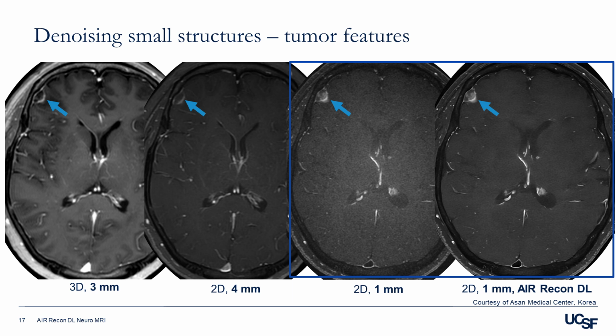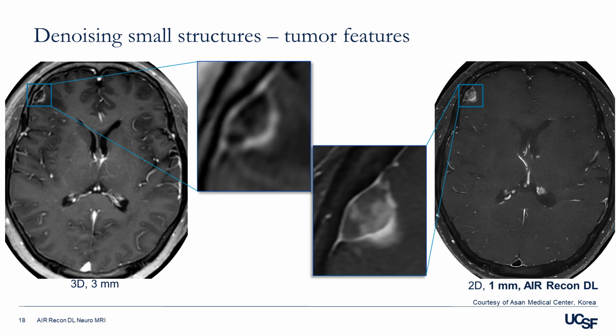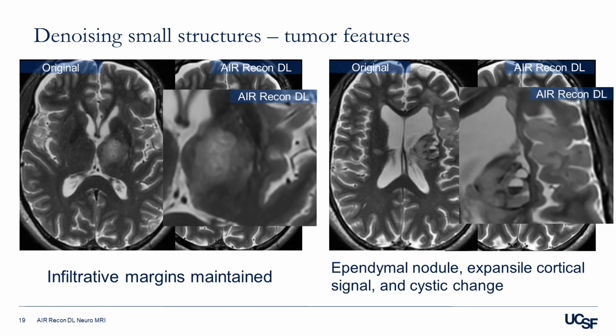Some more examples of looking at some small structures. Here we see some tumor features that are seen after AIR Recon DL enhancement. So for comparison, a standard 3D image versus a 2D high resolution image, you can see internal anatomy of this lesion much better, with much better detail following AIR Recon DL.